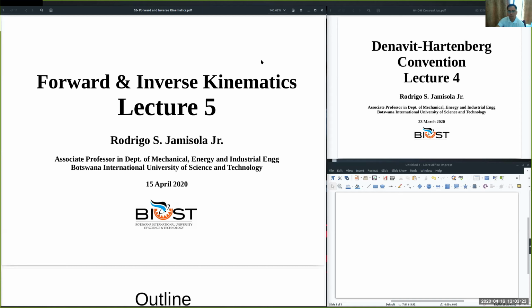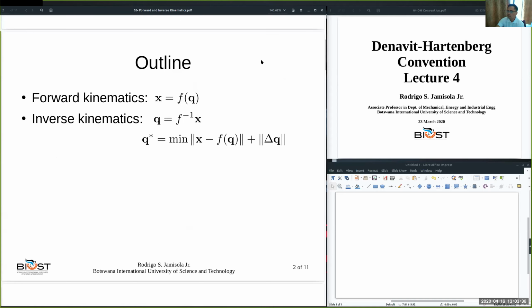So now, today we're going to discuss how we're going to use this information of the Denavit-Hartenberg convention for forward and inverse kinematics for full space robots. The outline of this topic has two parts. First is forward kinematics, of course, where we come out with the result x, or the position and orientation, given the input of the angles of the robot.